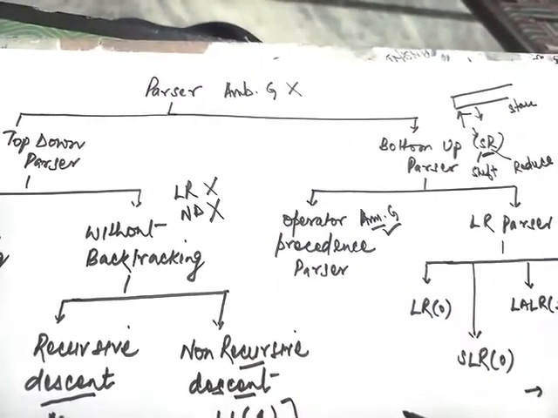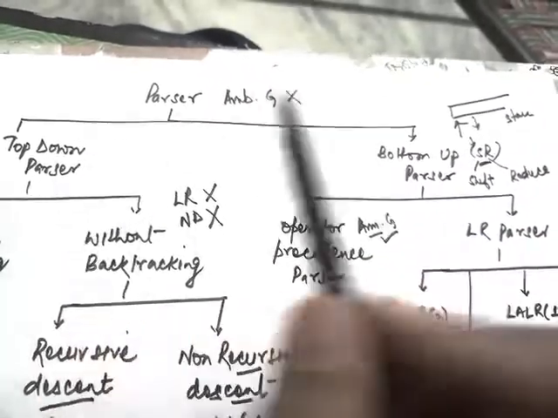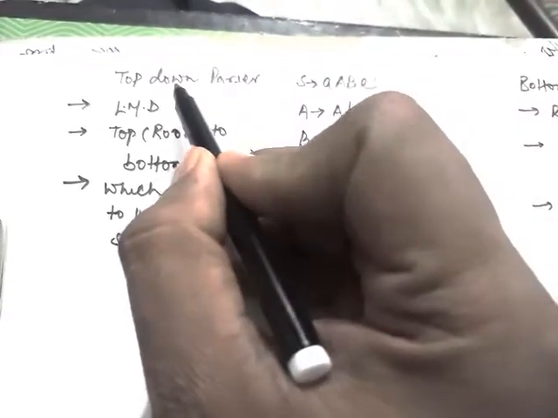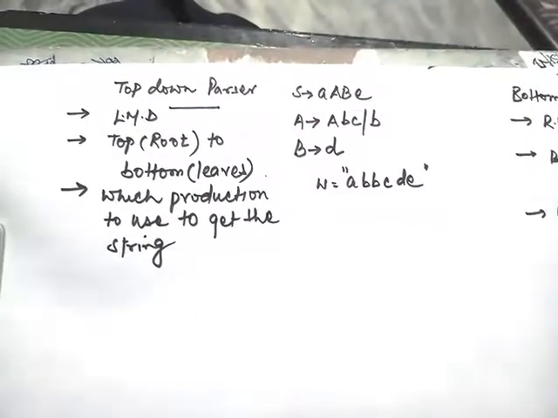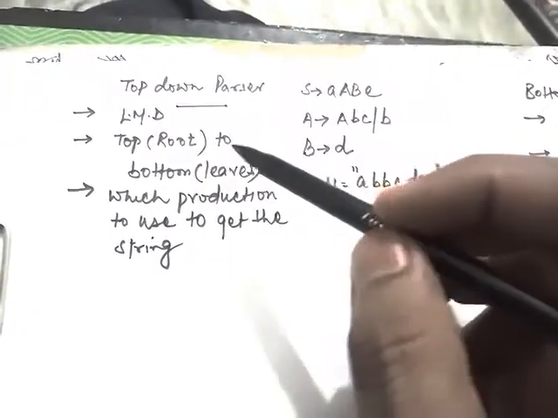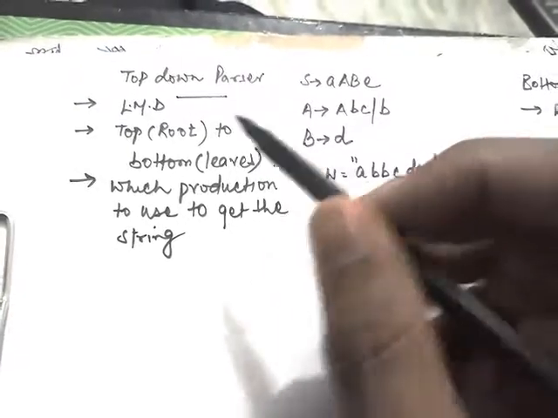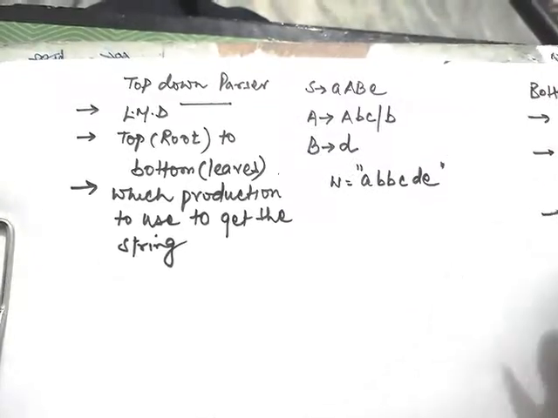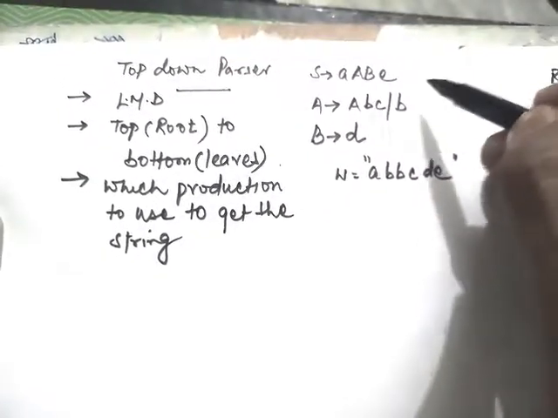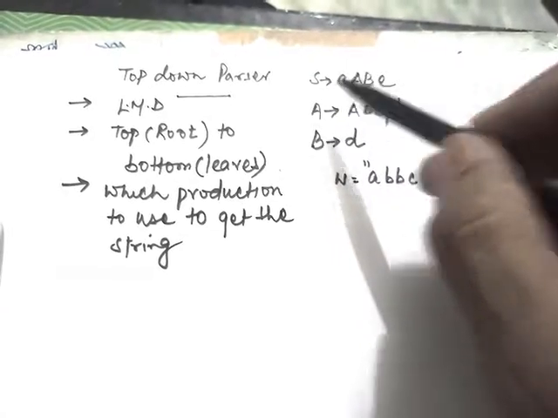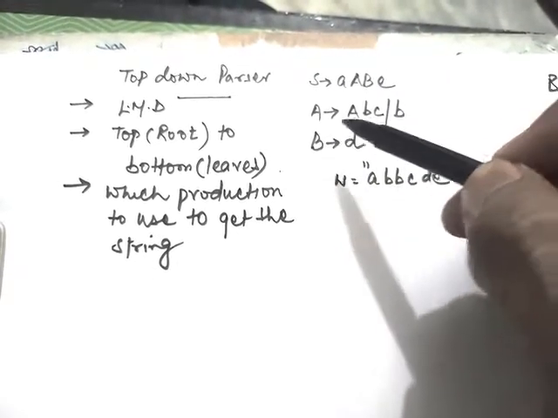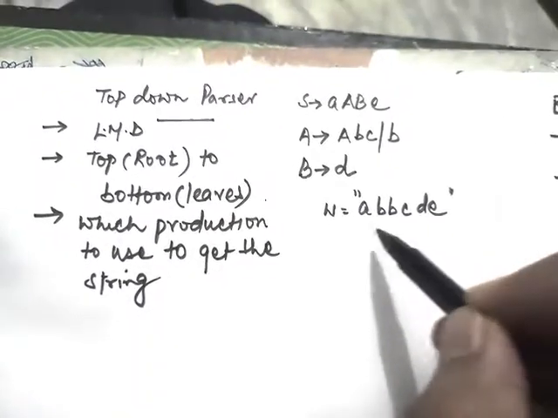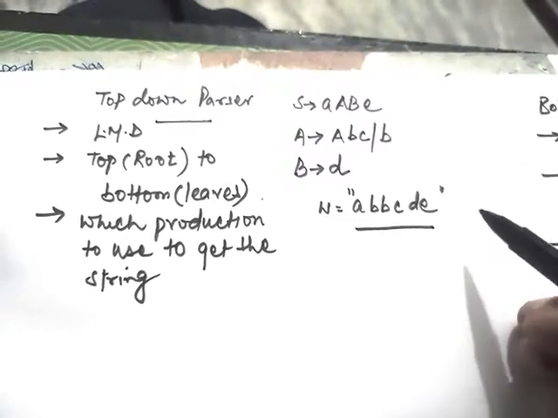Now we will see the basic difference between top-down parser and bottom-up parser. There are two types of parser, top-down parser and bottom-up parser. So first we will discuss how the top-down parser works, and what the basic properties or characteristics of a top-down parser are, with one example. Just assume that we are given a grammar with these production rules: S derives A B E, A derives A B C, and B derives D. And suppose this is my given string: A B B C and D.